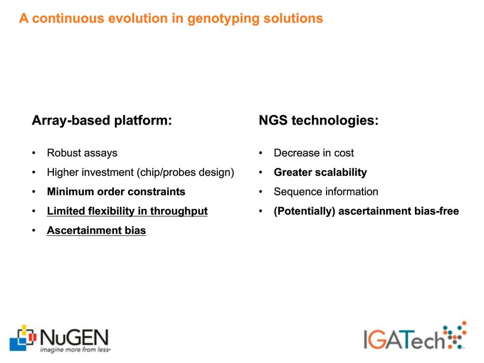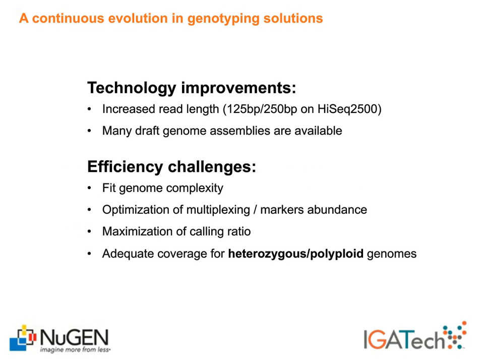The technological improvement of NGS systems, in particular that of Illumina, has seen a significant increase in read length. This has also facilitated the publication of many draft genomes. However, some challenges still persist when it comes to optimizing genotyping-by-sequencing techniques.